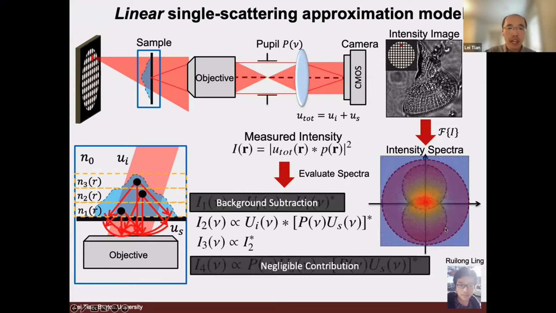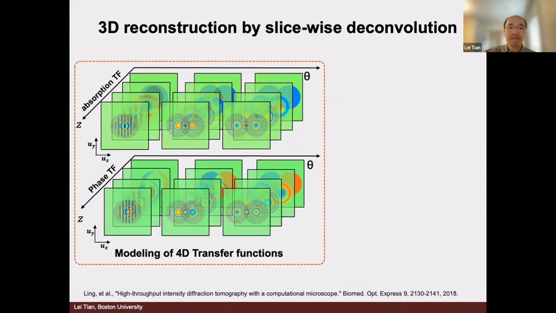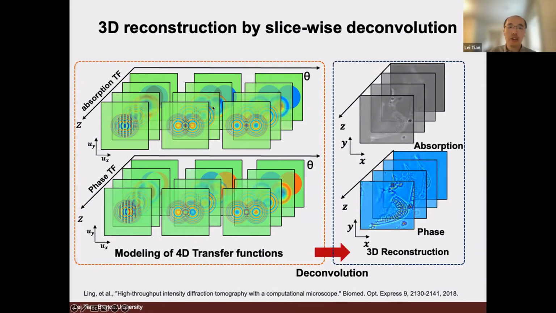Once we do that, we remove the backgrounds, we neglect the larger circle, and then we come up with a linear model. Which means that actually the problem is not that bad. Once we have a linear model, you can solve it by standard deconvolution. Physically speaking, this corresponds to something like this. You have absorption and phase from the 3D object, and we have these transfer functions in Fourier space. So you can solve everything very efficiently. Then we just do a direct deconvolution.